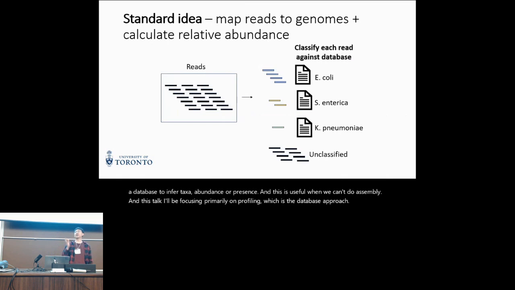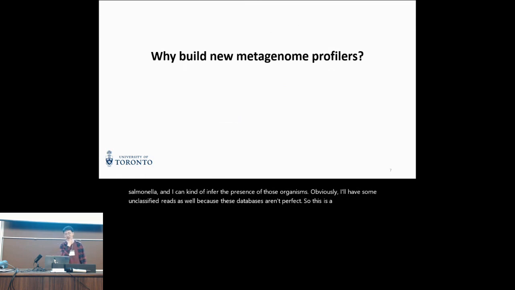So this is the standard idea that people use in profiling. This is the first thing that you would think of, which is you would map reads to genomes, and then you calculate some sort of relative abundance by classifying the reads, right? Some reads go to E. coli, some reads go to Salmonella, and I can infer the presence of those organisms. Obviously, I'll have some unclassified reads as well because these databases aren't perfect. So this is a great idea.